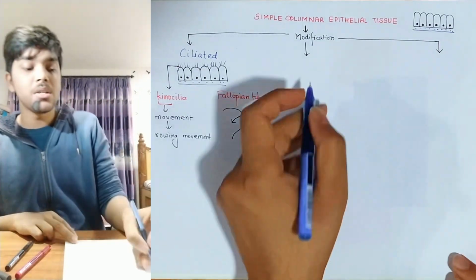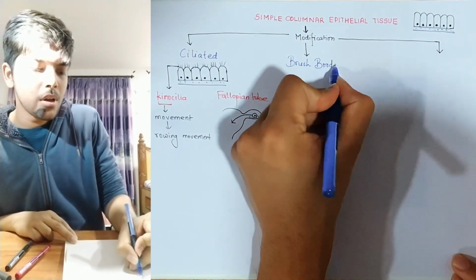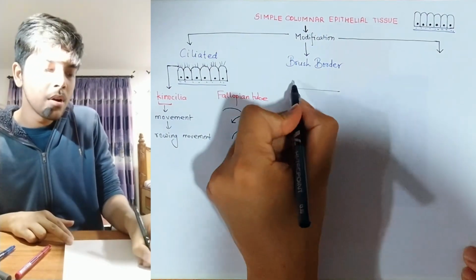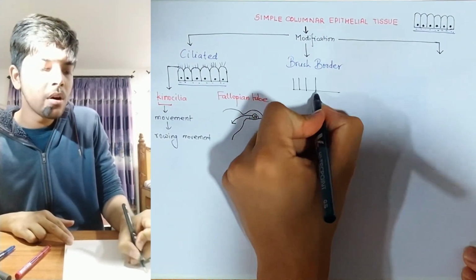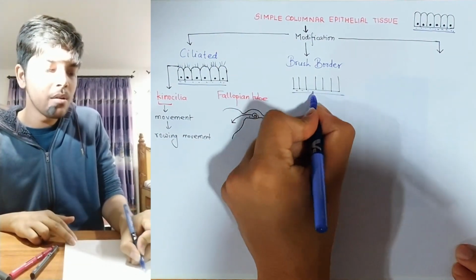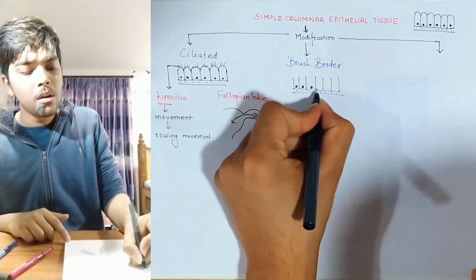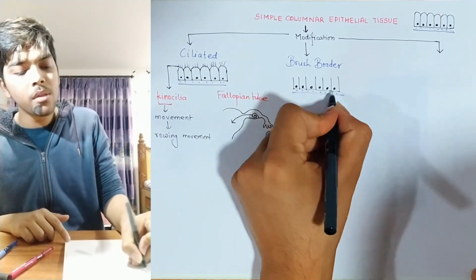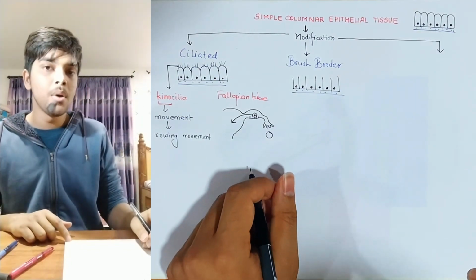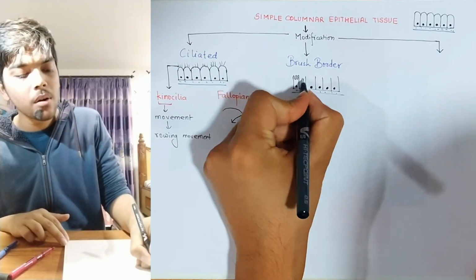The second modification is brush border. So brush border epithelium. In brush border epithelium, again, you have your simple columnar epithelium, right, which is present on the basement membrane, which has the nucleus in the basal region. In the case of ciliated epithelium, on the free surface, cilia were present. Similarly, in the case of brush border epithelium, the free surface contains a brush border.